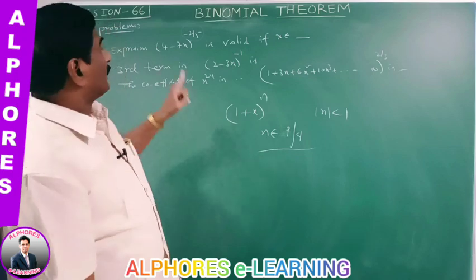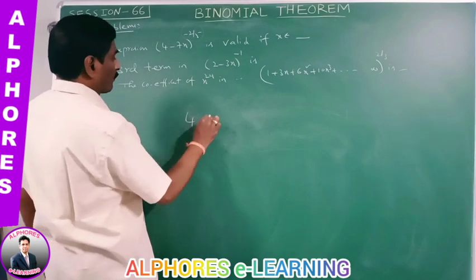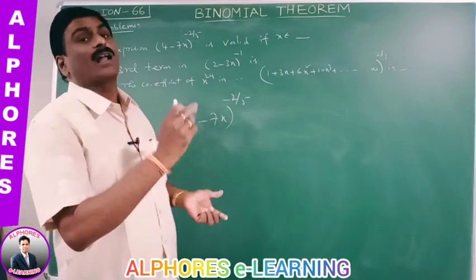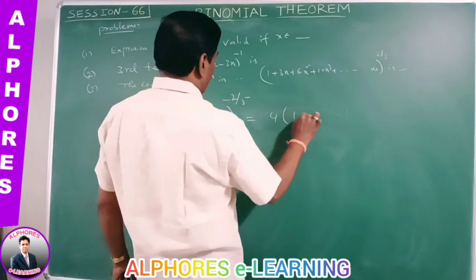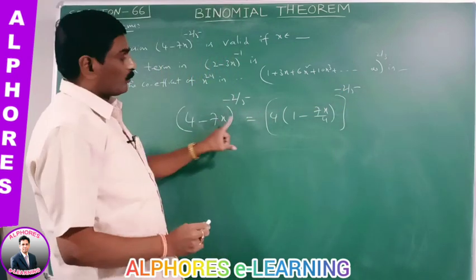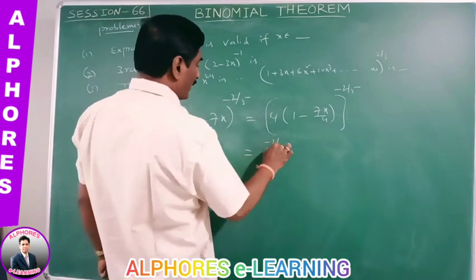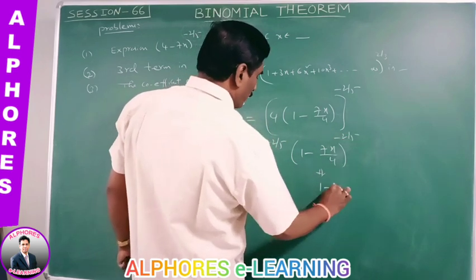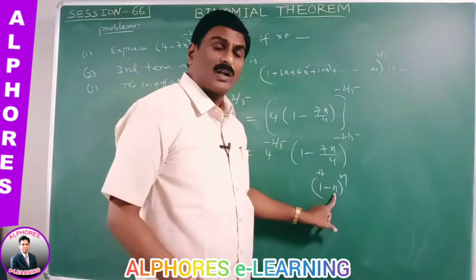Please observe that point. The given binomial is 4 minus 7x whole power minus 2 by 5. First we reduce this into the form 1 plus x or 1 minus x. First, this term can be reduced to 1. That means 4 is the common term: 1 minus 7x by 4 whole power minus 2 by 5. After multiplication, the values are the same. That means it can be reduced into 4 power minus 2 by 5 into 1 minus 7x by 4 whole power minus 2 by 5. It is in the form of 1 minus x whole power n, where n is a rational power. Okay, this is defined only when mod x is less than 1.